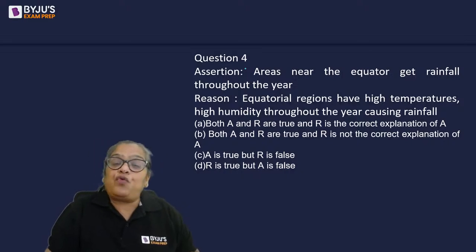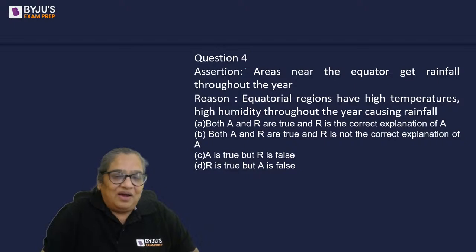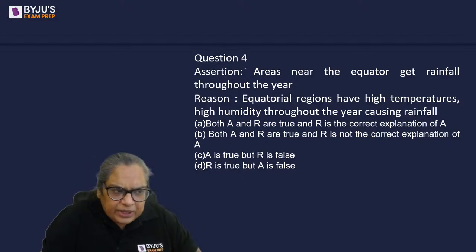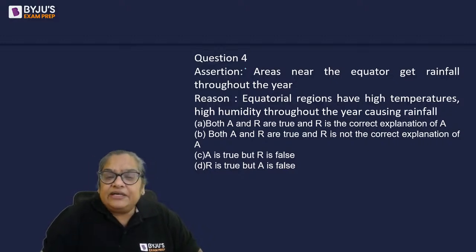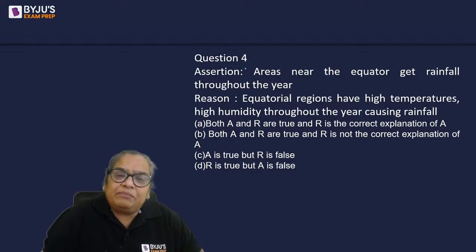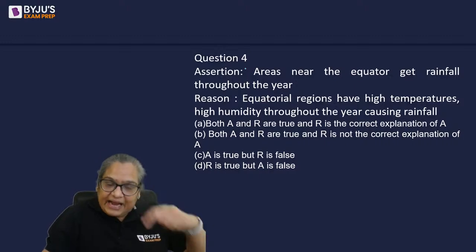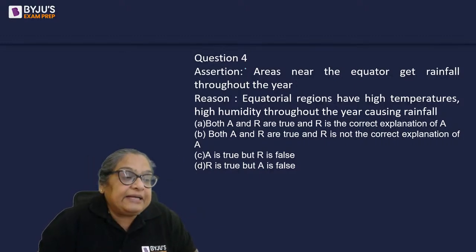All right, question 4. This requires geography. Areas near the equator get rainfall throughout the year. You have heard of tropical rainforests. Where are they located? Are they located near the equator? Areas near the equator get rainfall throughout the year. For them, summer, winter, autumn, spring do not exist. There is only one season: hot, humid and wet. Correct or not? Equatorial regions have high temperatures and high humidity throughout the year, and that causes rainfall. Is that the reason why they have rainfall throughout the year?